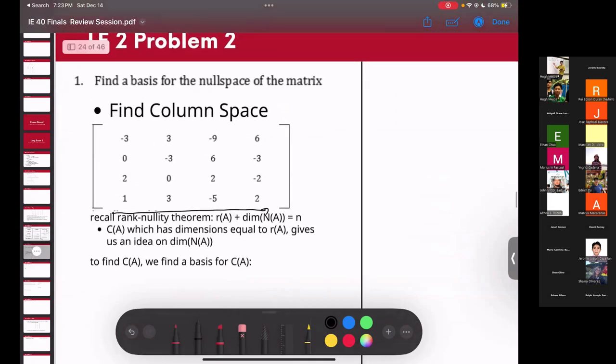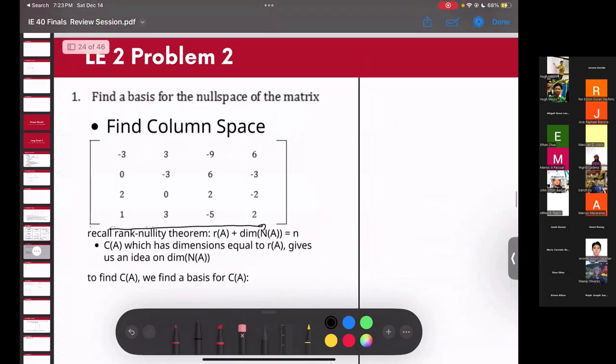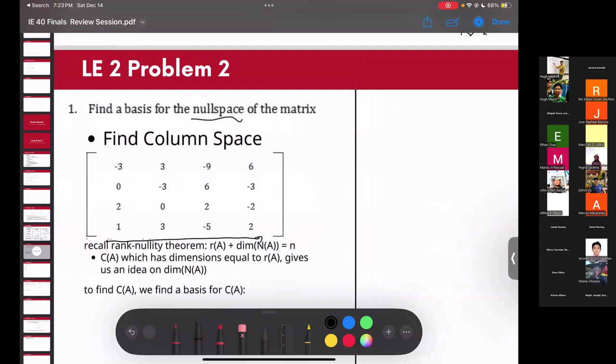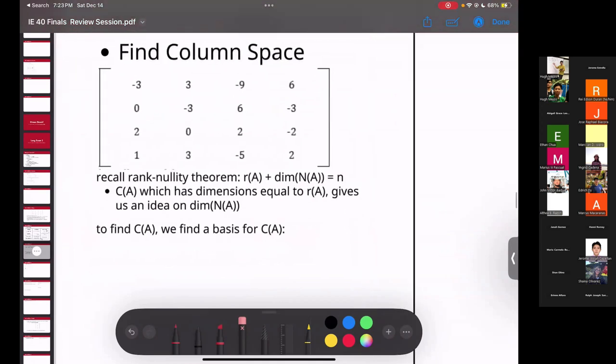Let's solve the problem. So let's first start by finding a basis for the null space of the matrix. And you might think, okay, we're looking for the null space, so why are we looking for the column space? The reason is, apart from it being asked in the next item, it's efficient solving. It's also the fact that we can use the rank-nullity theorem: the dimension of the column space, which is equal to the rank, plus the dimension of the null space will be equal to the number of columns.